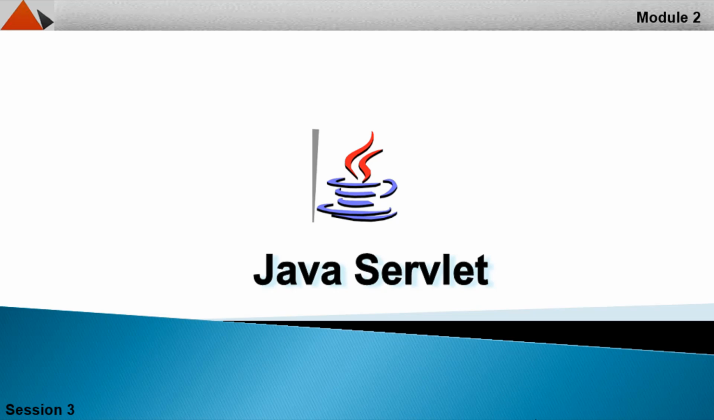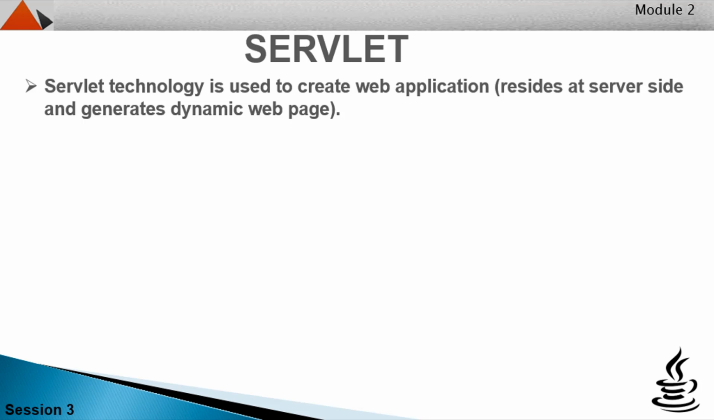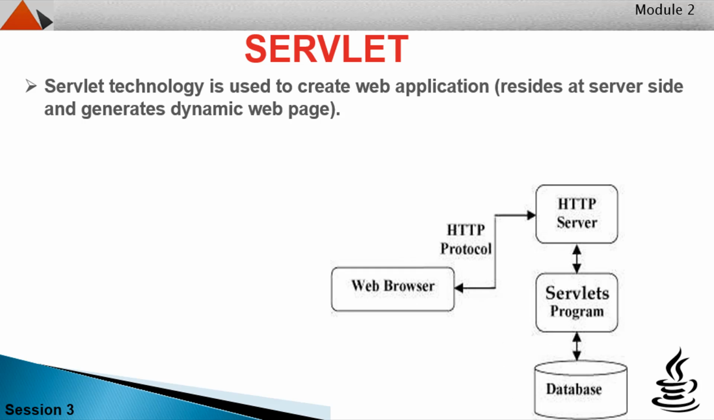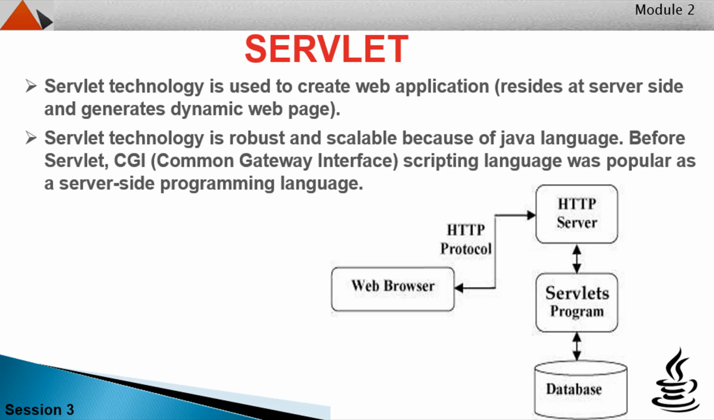Let's understand servlets. Servlet technology is used to create web applications that reside on the server side and generate dynamic web pages. Servlet technology is robust and scalable because of the Java language. Before Servlet, CGI, Common Gateway Interface, scripting language was popular as a server-side programming language. But there were many disadvantages of this technology. We will discuss CGI in this session.